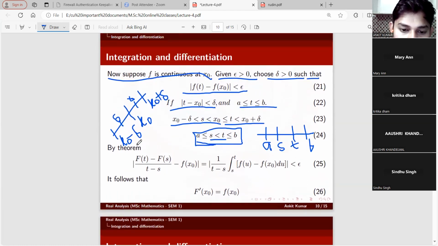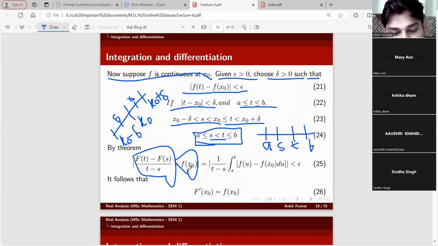Now, this is the modulus value of (f(t) minus f(s)) upon (t minus s), minus f dash of x naught. How will we write this? Suppose f(t) is a function, f(s) is a function, their difference is also a function, and we divide by t minus s. This is some quantity, so overall this is nothing but a function, and this is a function at some point f(x naught).